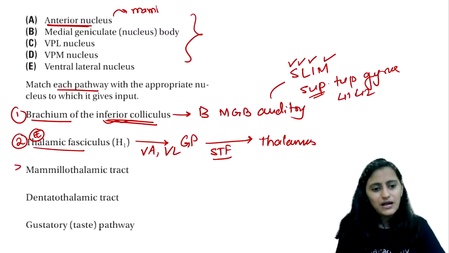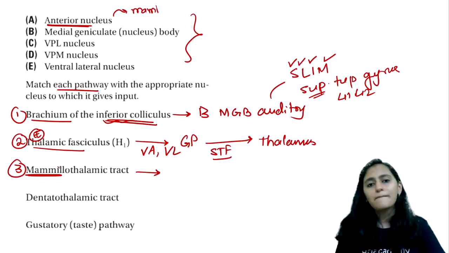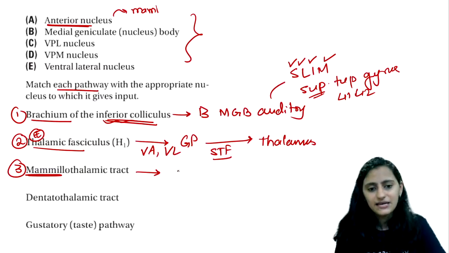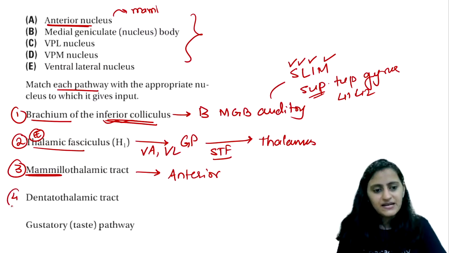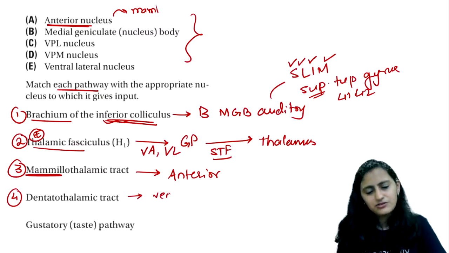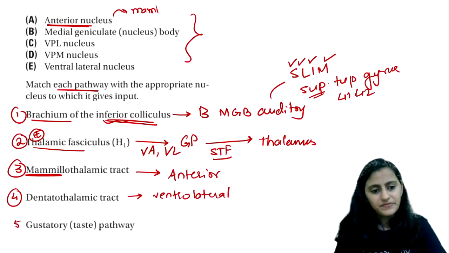Okay. Next one, mammillothalamic tract. Mammillo, Papez, anterior, cingulate. So the answer is A. It is the anterior nucleus. Dentatothalamic, again it is the ventrolateral from the cerebellum.